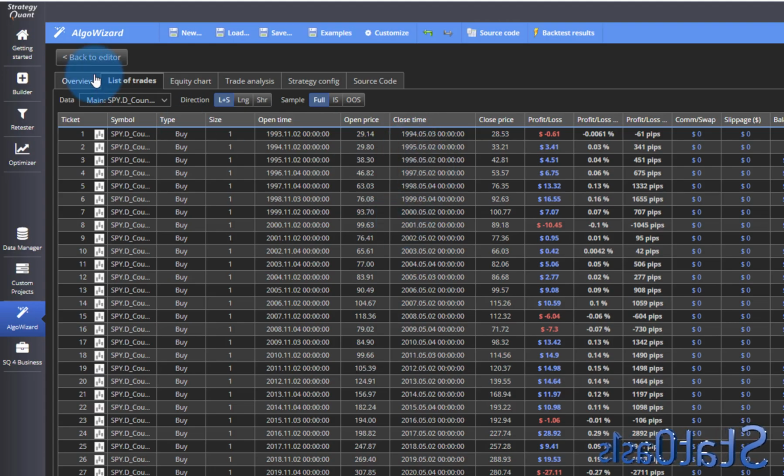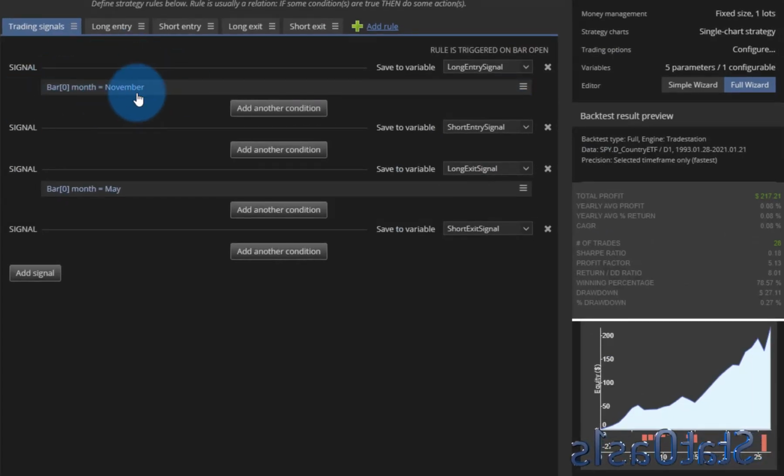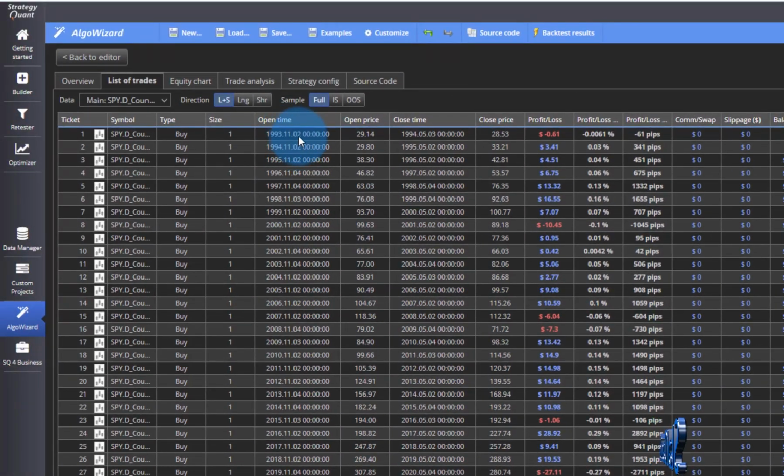Those happen because on the close of every bar, it checks the condition. Is today's month November? Then it will buy the next day because it calculates at the close. That's why you see the 2nd. Now, why you sometimes see the 4th or the 3rd is because it happened that this day falls on a weekend. So let's examine this.